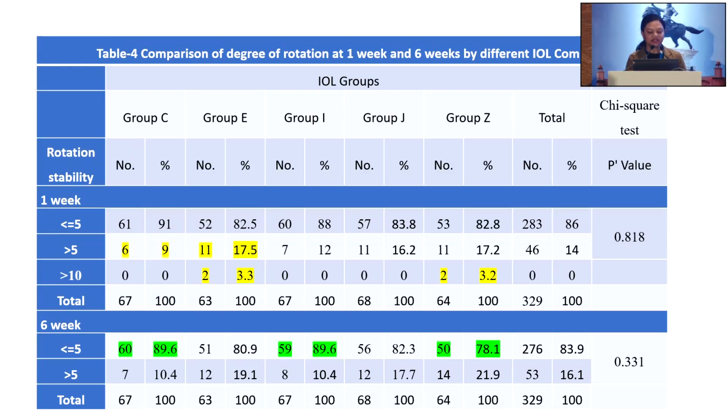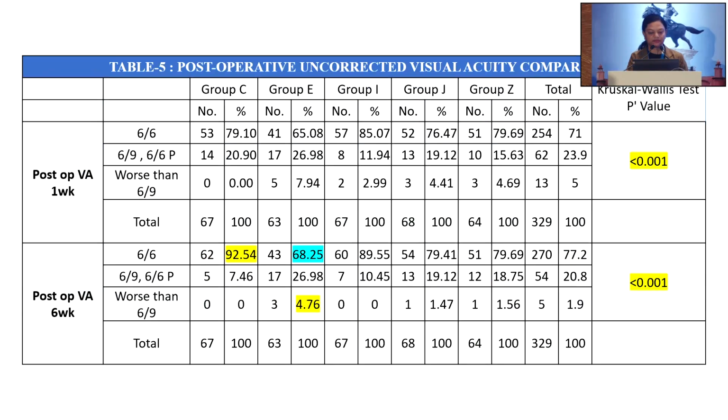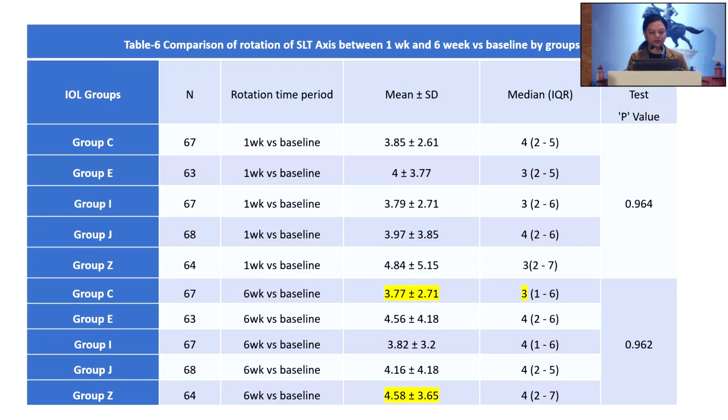At 6 weeks, IQ and Clarion, that is group I and C, both had similar stability, with Zeiss being the least stable. At 6 weeks post-operatively, 92% of group C had an uncorrected visual acuity of 6/6, while group E performed poorly with 68%. The difference across all the groups was statistically significant.